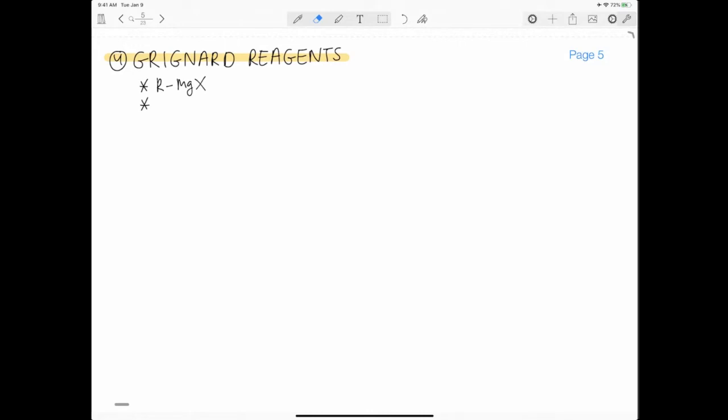Okay, so let me just write this here. X could be any halogen. Chlorine, bromine. Usually chlorine and bromine. I think I've seen iodine as well, but that's in a rare case. Okay, so what it does is that it finds carbonyls, and it reduces them down to alcohols.